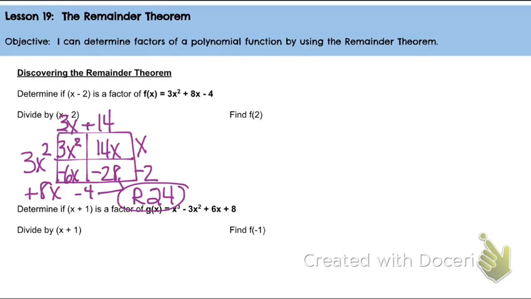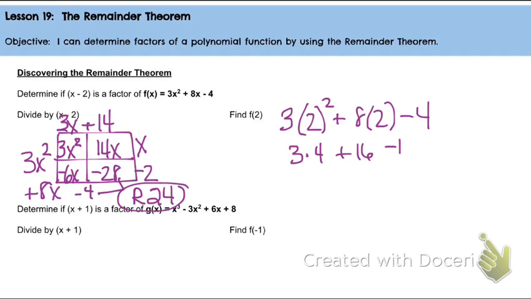I can also find f of 2. So if I do 3 times 2 squared plus 8 times 2 minus 4, I get 3 times 4 plus 16 minus 4. So I get 12 plus 16 minus 4. I get 28 minus 4 equals 24. Actually, I don't want to say remainder there. I lied. Just say equals 24.